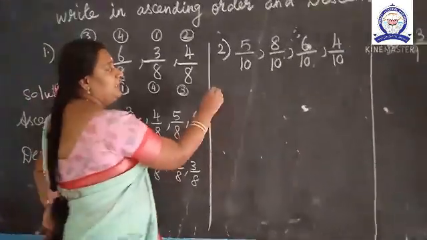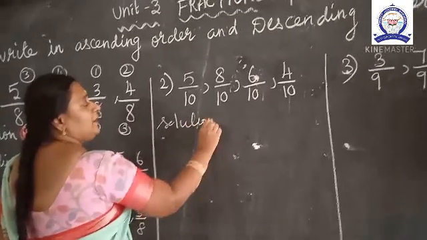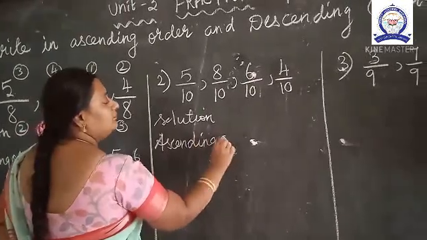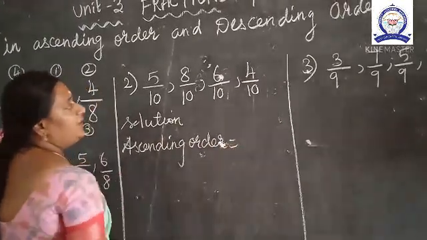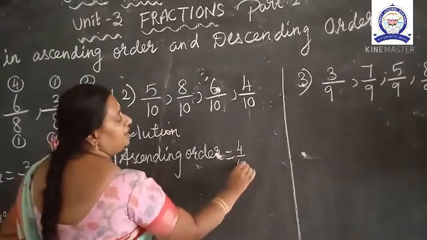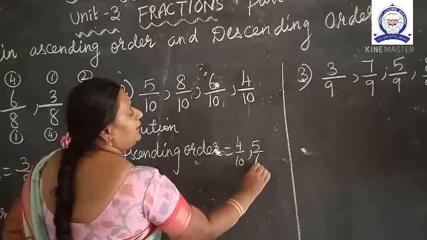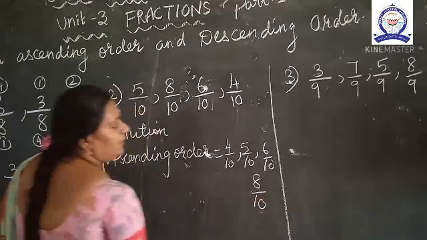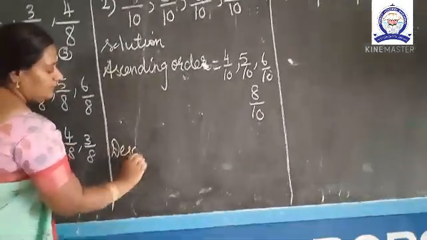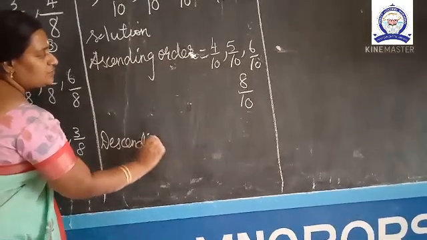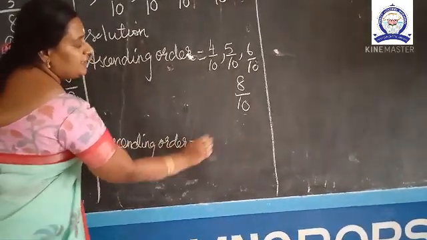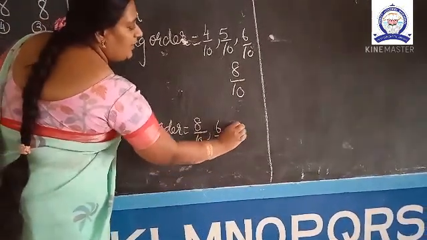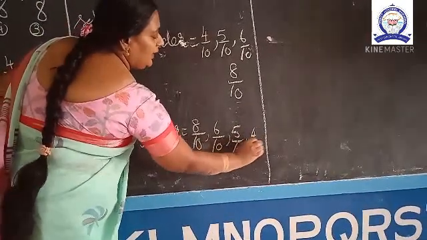Next second sum. So solution, write ascending order. So what is ascending order? Small to big. Here which is the smallest? 4 by 10, comma 5 by 10, comma 6 by 10, then 8 by 10. This is ascending order. Similarly, descending order. Descending order means you all know big to small. So arrange the fraction in descending order. Just reverse. 8 by 10, comma 6 by 10, comma 5 by 10, comma 4 by 10.